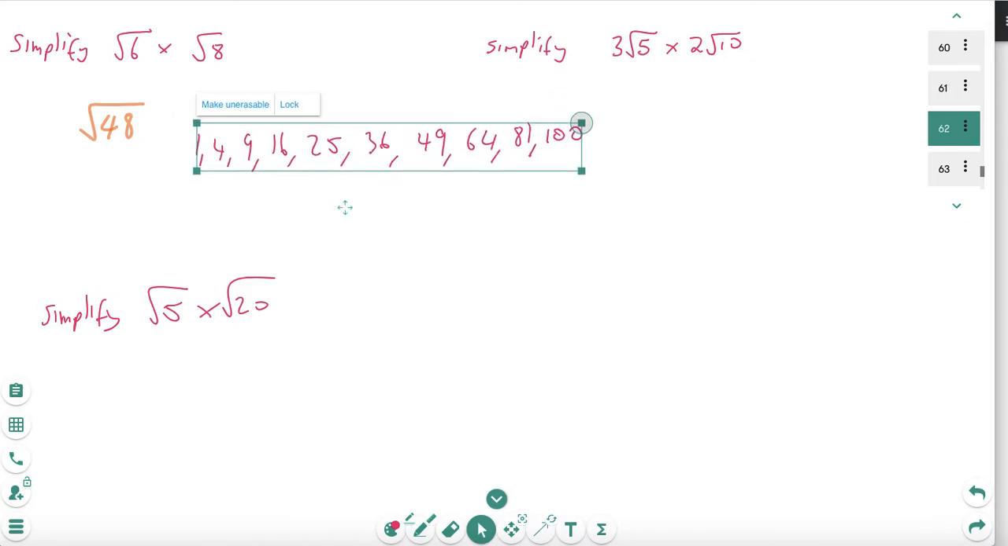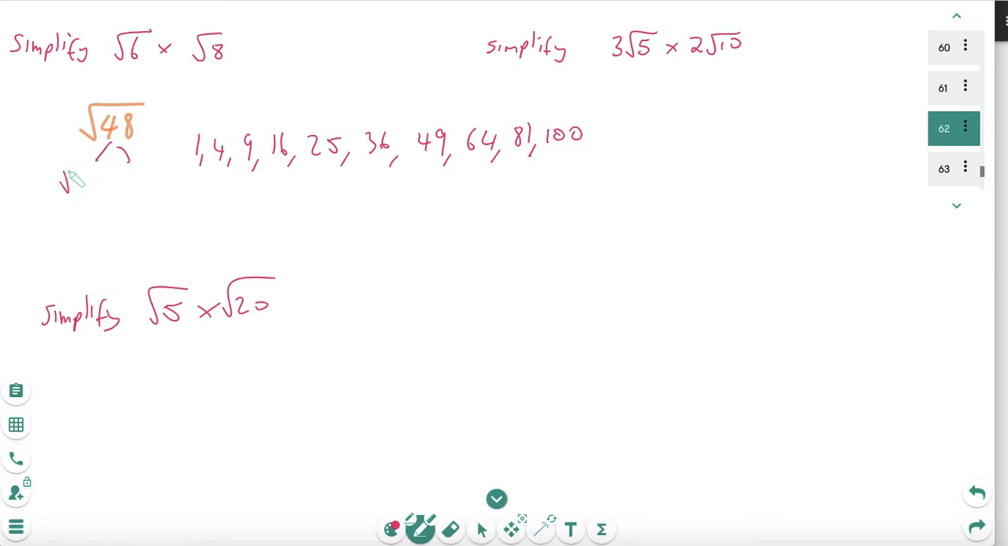So I know it's 16. So I know it's going to be root 16 and root 3. 16 times 3 is 48. The square root of 16 is 4. The square root of 3 is some nasty number, so it'll stay as root 3. So our answer is going to be 4 root 3. And that'll be our answer.